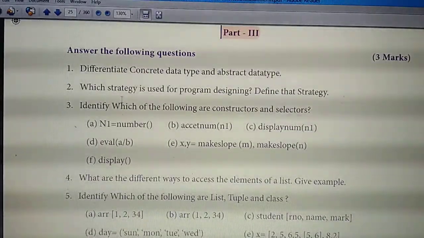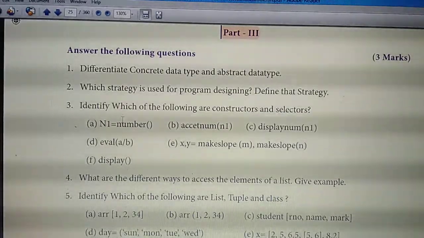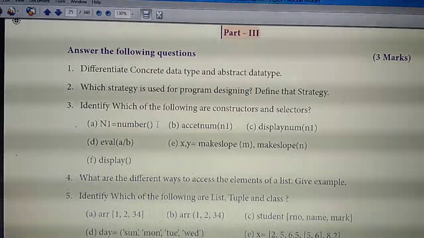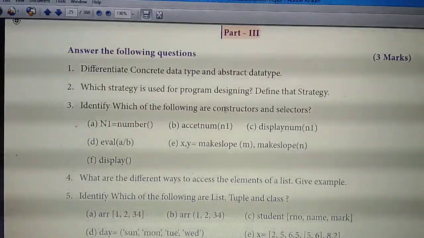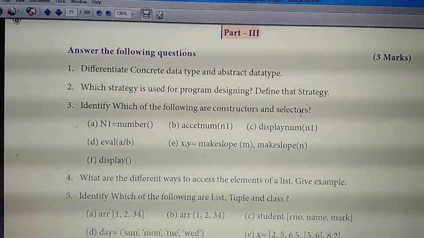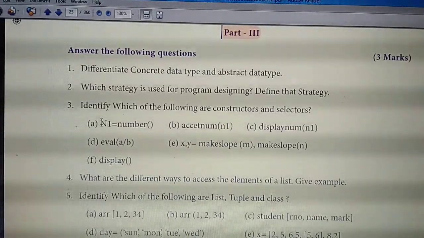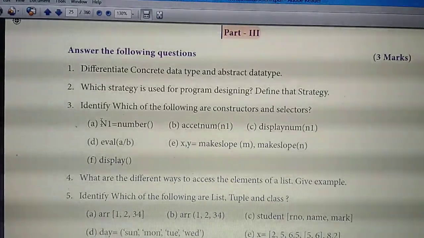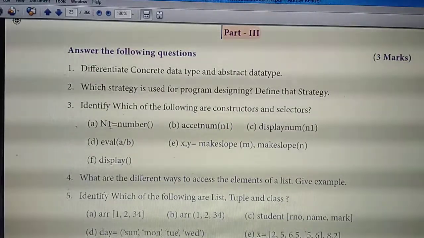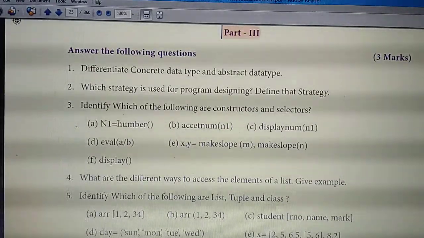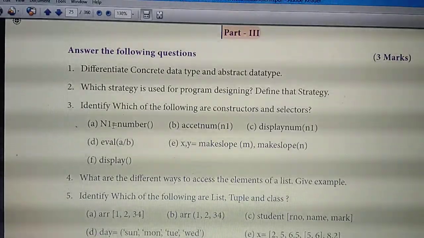Listen, third question, carefully. You should write the answer here, one word answer only. Identify which of the following are constructors and selectors. I am dictating, so please listen carefully, then only you can write. Option A is constructor. Here you write A, and near the A, the answer is constructor.